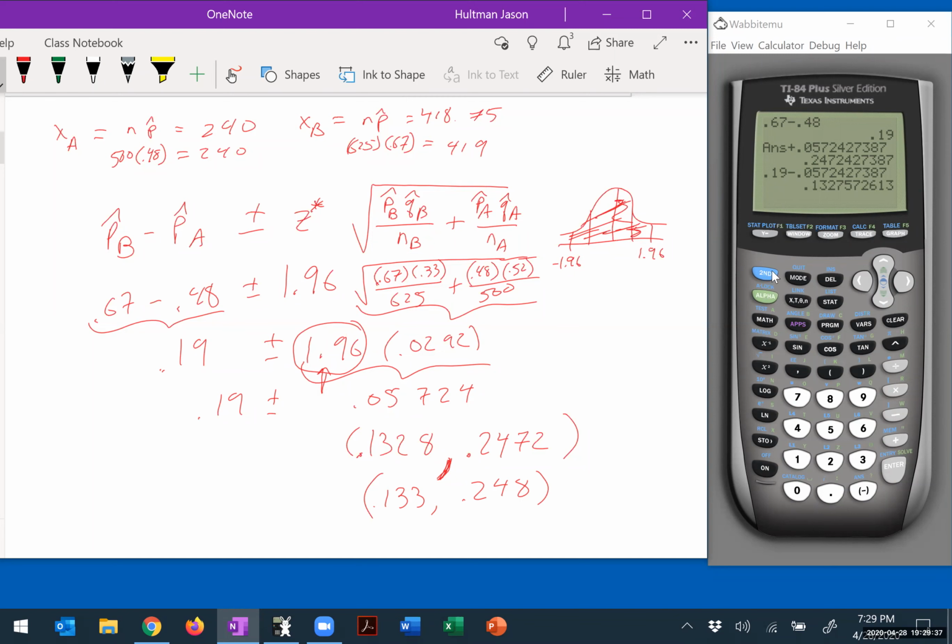So I'm going to use inverse norm on the area, which is 0.025, I believe. And it's this value here, which is negative 1.95996. So it's very close, but there is some rounding error involved.